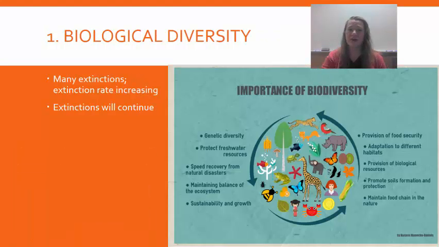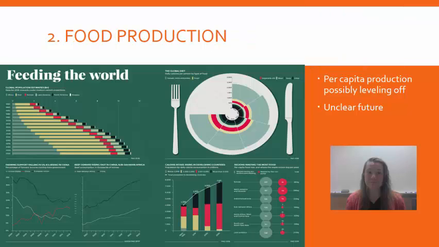The first indicator is biological diversity, or how much stuff is living on the earth. Now, the problem is, if we think about biological diversity today, there are quite a few extinctions that are happening every single year. And it's predicted that these extinctions are going to continue for the foreseeable future, especially if we continue living the way that we are today.